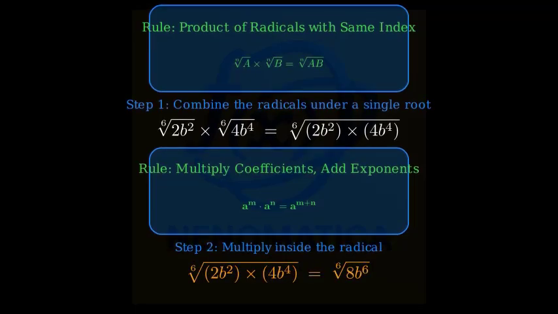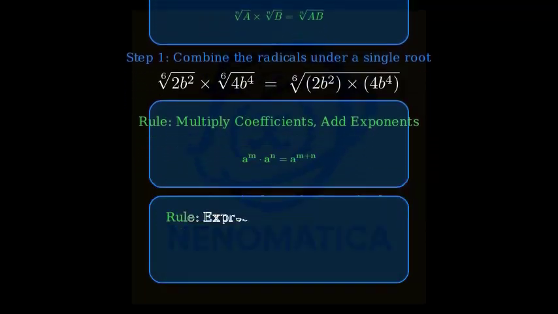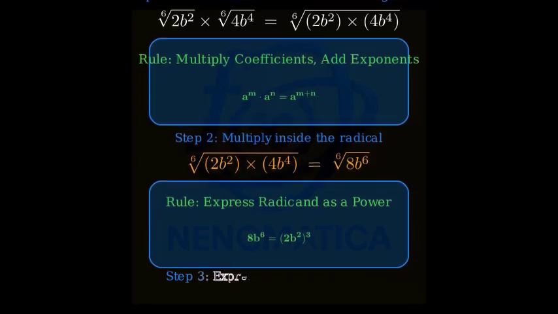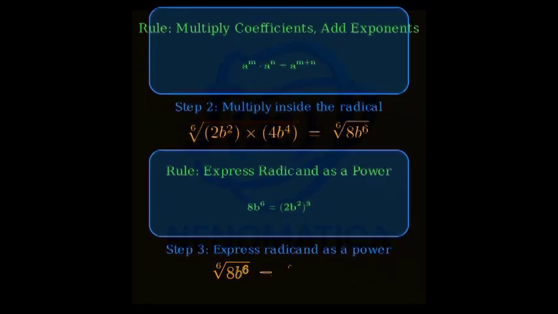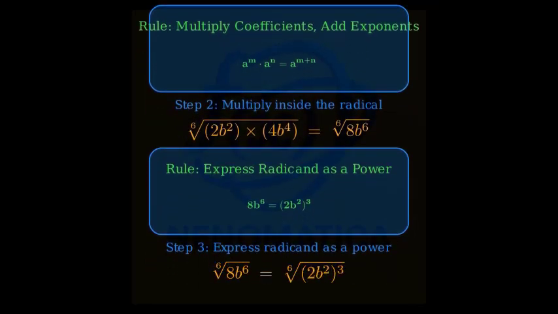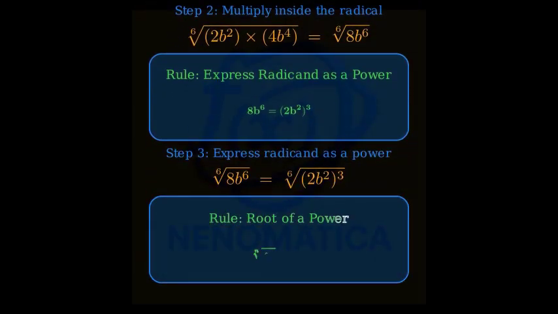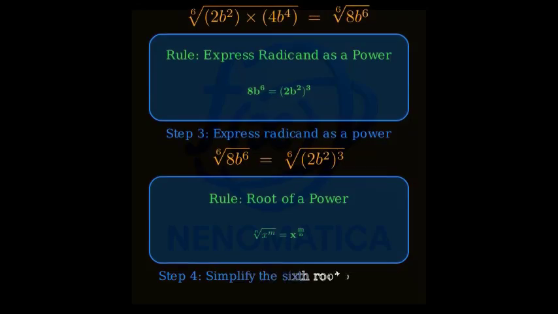Step 2. Multiply inside the radical. Notice the new radicand 8b to the 6th is highlighted. Rule: express the radicand as a power to match the index. Step 3. Rewrite 8b to the 6th as quantity 2b squared all cubed. Rule: radical of a power converts to a rational exponent.